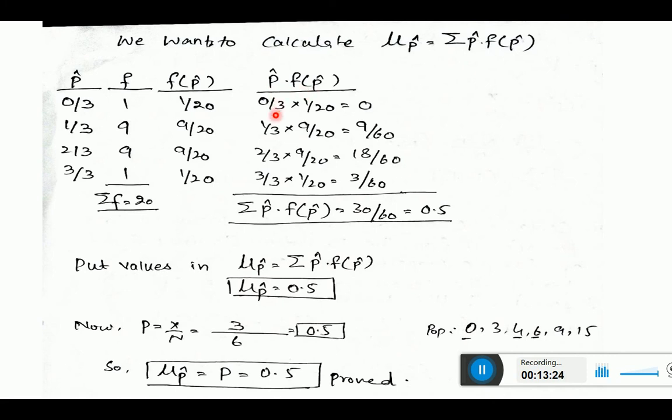These columns contain the values of p cap, and that column contains the values of f of p cap. So multiply them and you will get this column.